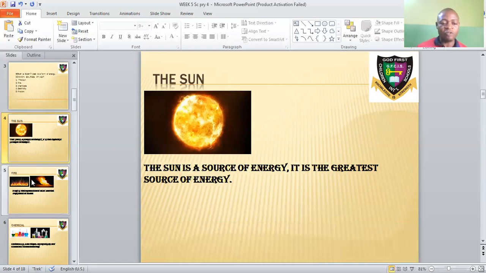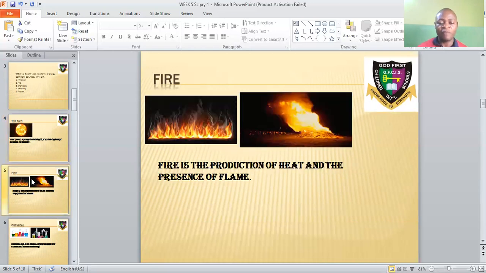And also the next one that I explained is fire. Fire is the production of heat in the presence of flame. So the production of heat and flame comes directly from fire. That is why fire can easily burn things.